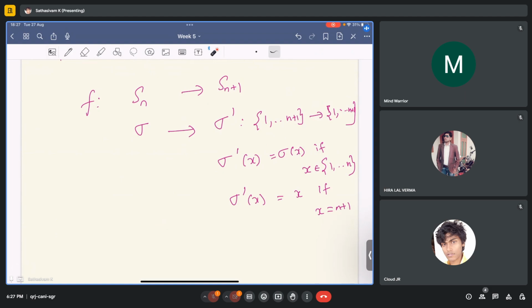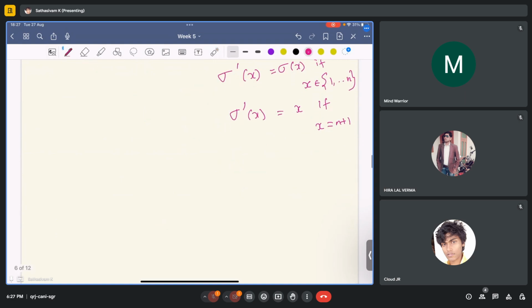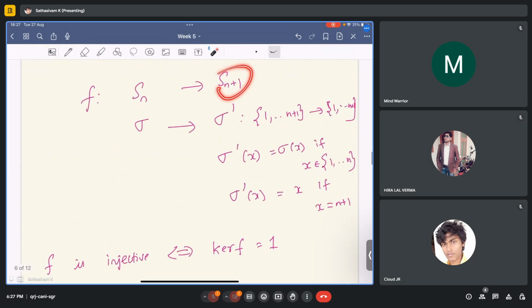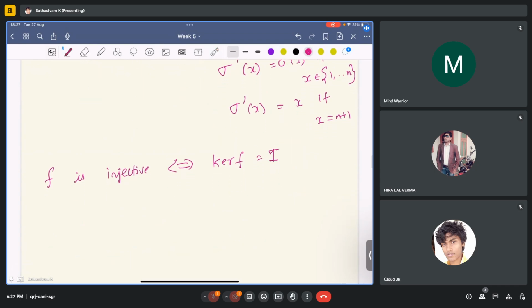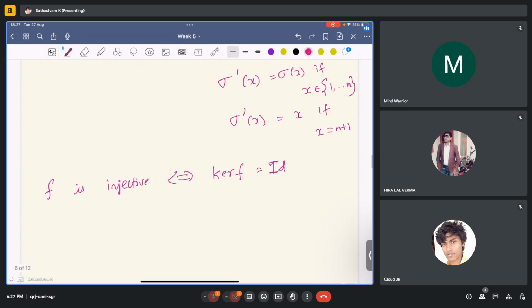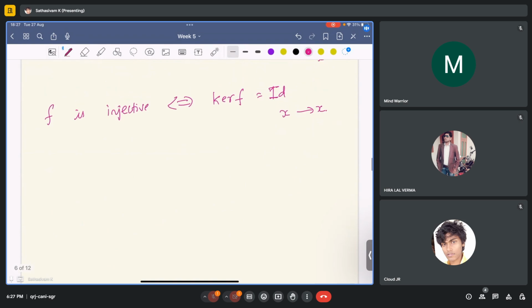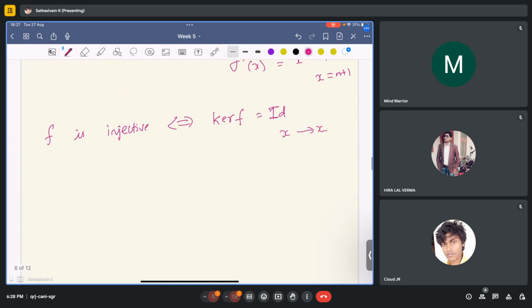If you want to say it is injective, what you have to do is find the kernel. F is injective is the same as saying the kernel of f is trivial. So let's find what the kernel of f is. Trivial means here I have to write the identity. So what is this map? It maps x to x. So that is the identity map. So let's look at what the kernel is.